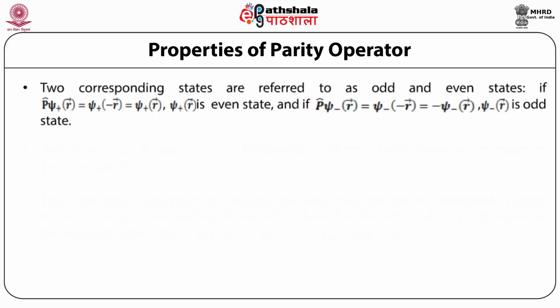And if the parity operator acting on a wave function psi minus as a function of position vector r yields the wave function psi minus as a function of position vector minus r, and this turns out to be equal to the negative of the original wave function, that is, minus of psi minus of r, then the wave function psi minus of r is referred to as the odd state.